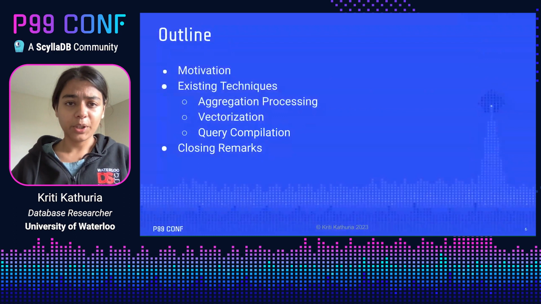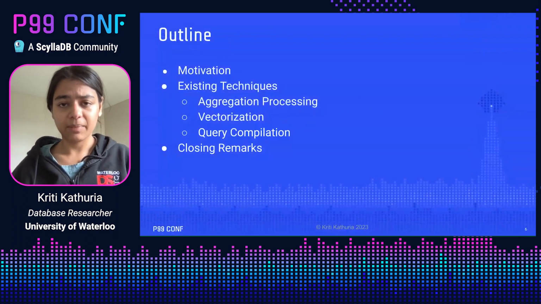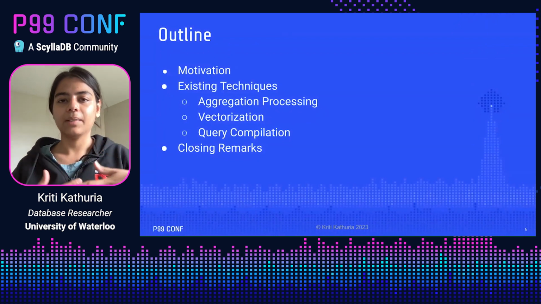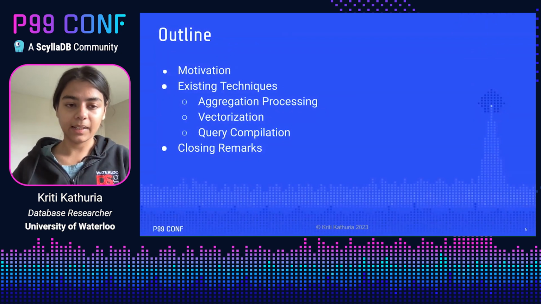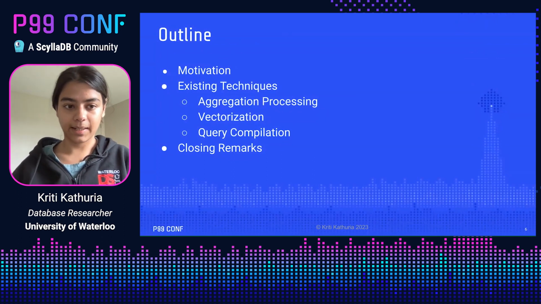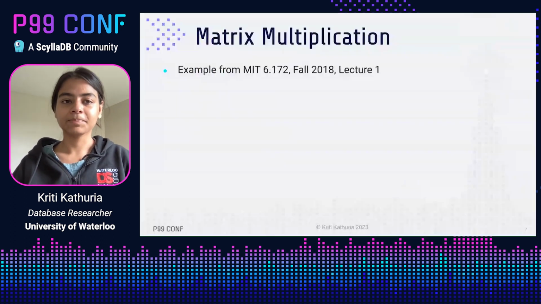Today I'm going to be talking about this. I will first motivate the problem statement. I will talk about why it's important to design around this data movement, optimize for this data movement. I will discuss three existing techniques which do exactly that. I will talk about how they optimize this data movement. Finally, I will conclude this talk. It's going to be a short talk.